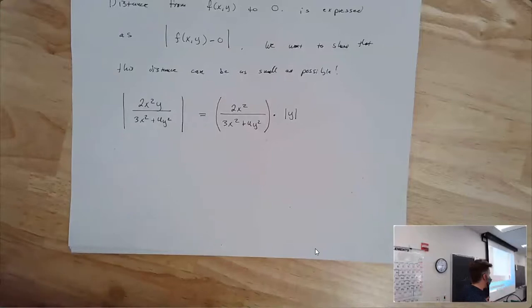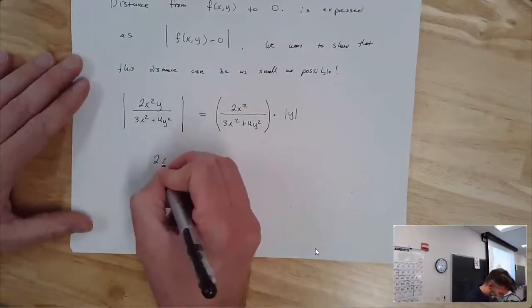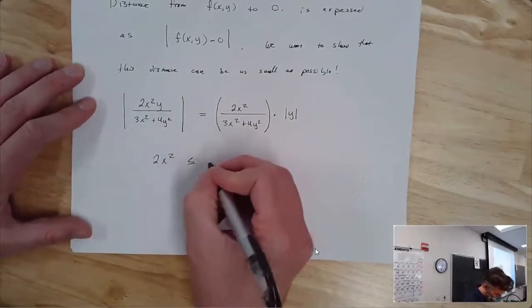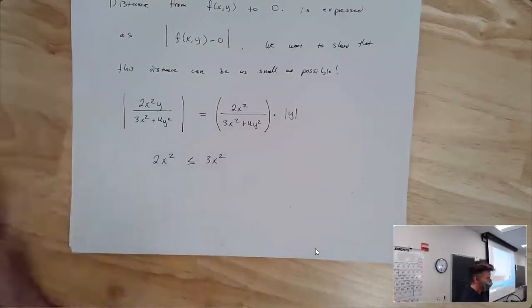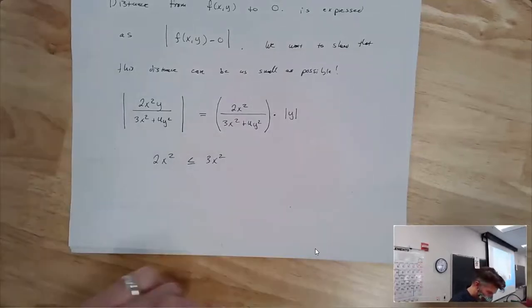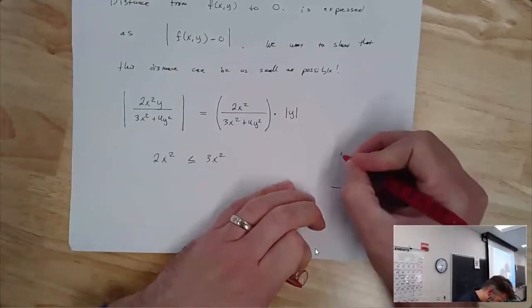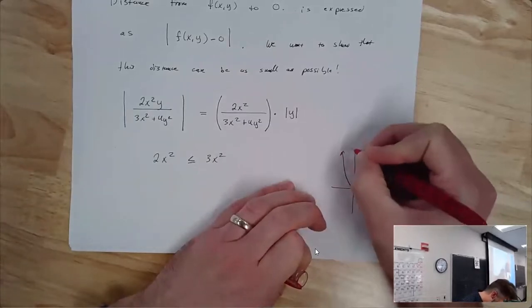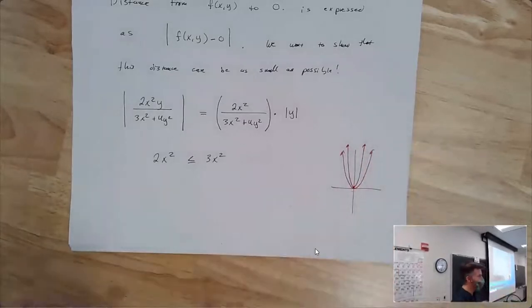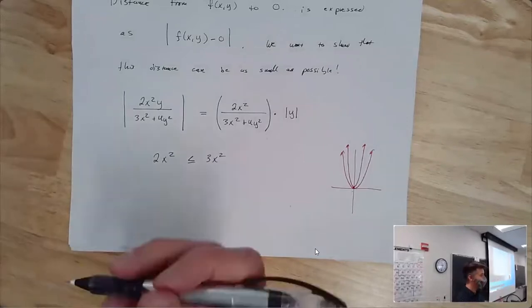Now we're going to make an observation. I'm going to start with this. 2x squared is definitely less than or equal to 3x squared. True? We can graph it, right? Here's 2x squared. Here's 3x squared. 3x squared is definitely always bigger than or equal to 2x squared. For sure, 100% all the time. Even if x is negative.